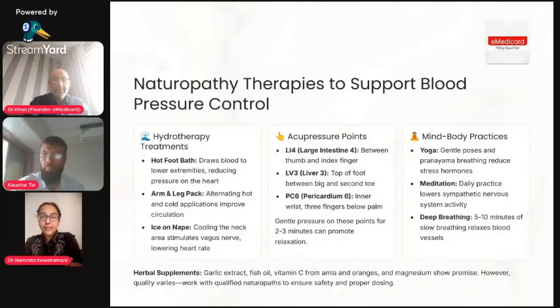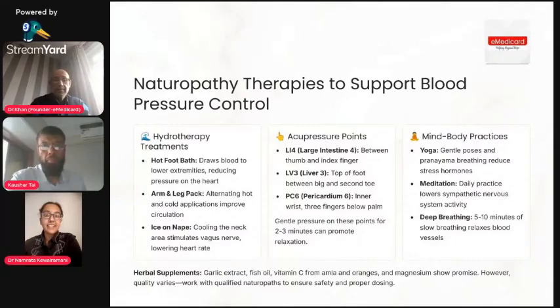First is hot foot bath. What you have to do is just immerse both your legs in hot water, at a bearable temperature. Just soak your legs for 20 minutes, and you will see your blood pressure go down naturally. This is nothing but just science.